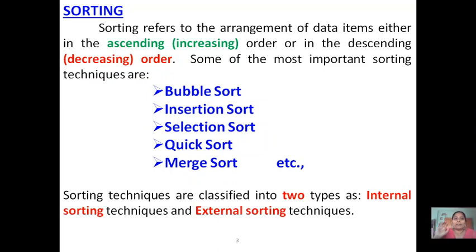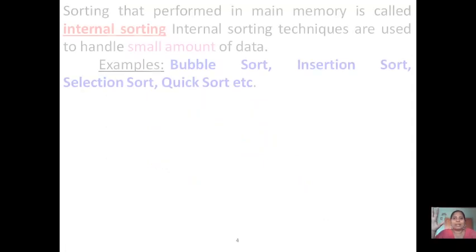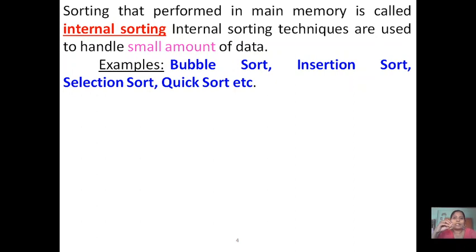Based on where the sorting happens, it is classified in two ways: one is internal sort and another one is external sort. Internal sort means when you are using a limited amount of data, and the process of sorting as well as the data is stored in the main memory itself, then the procedure is called an internal sorting technique. So bubble sort, insertion sort, selection sort and quick sort come under internal sorting techniques.